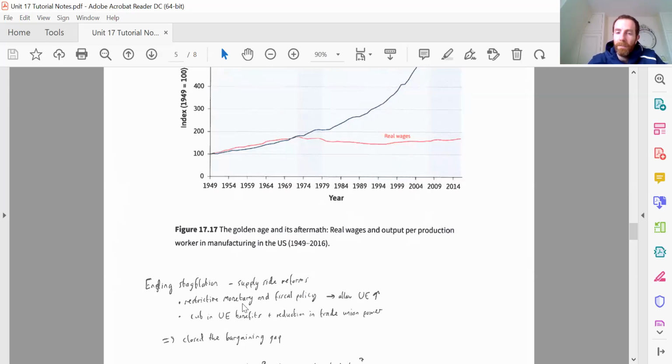He was targeting inflation. On the fiscal policy side, there were cuts in unemployment benefit, and also this sort of relaxation of the commitment to full employment. Right? In the golden age, there was a commitment to trying to have full employment, whereas the Reagan and Thatcher administrations signaled very clearly that they were happy to allow higher levels of unemployment. So allowing higher levels of unemployment, higher interest rates, cuts in unemployment benefit, and also attempts to reduce the power of trade unions. All of these things combined, I say, to close the bargaining gap.